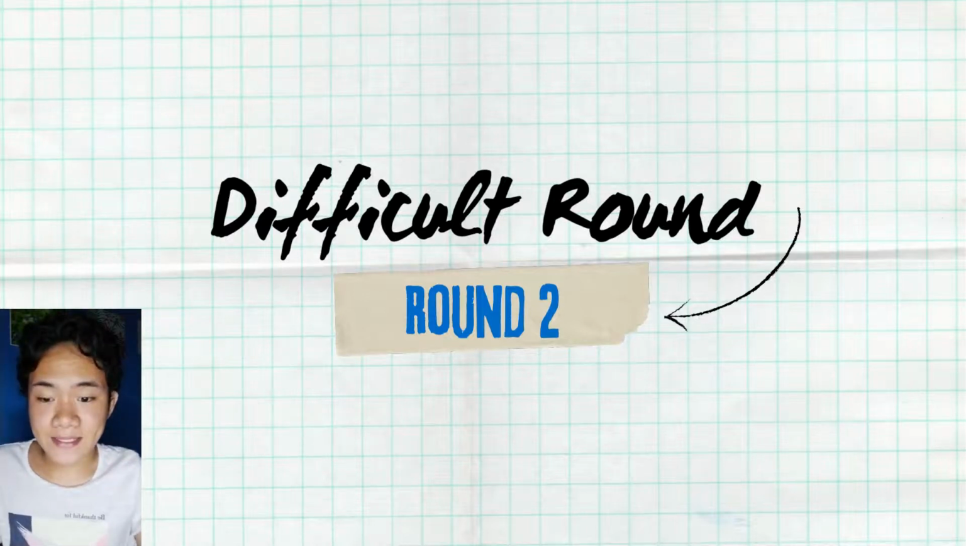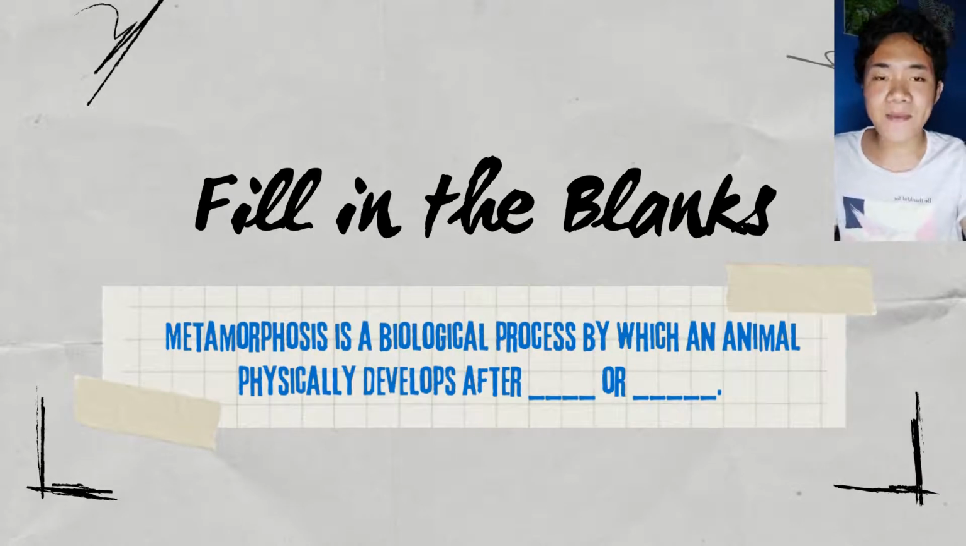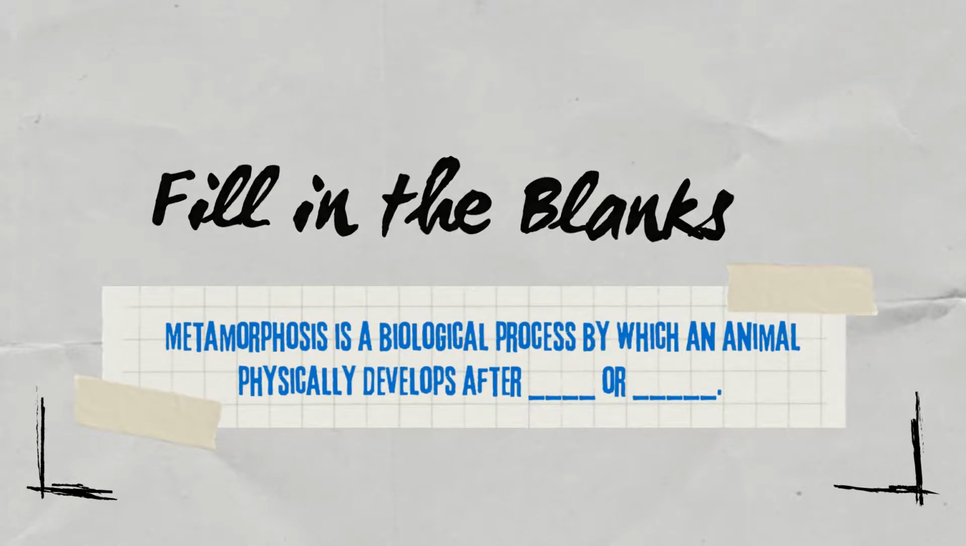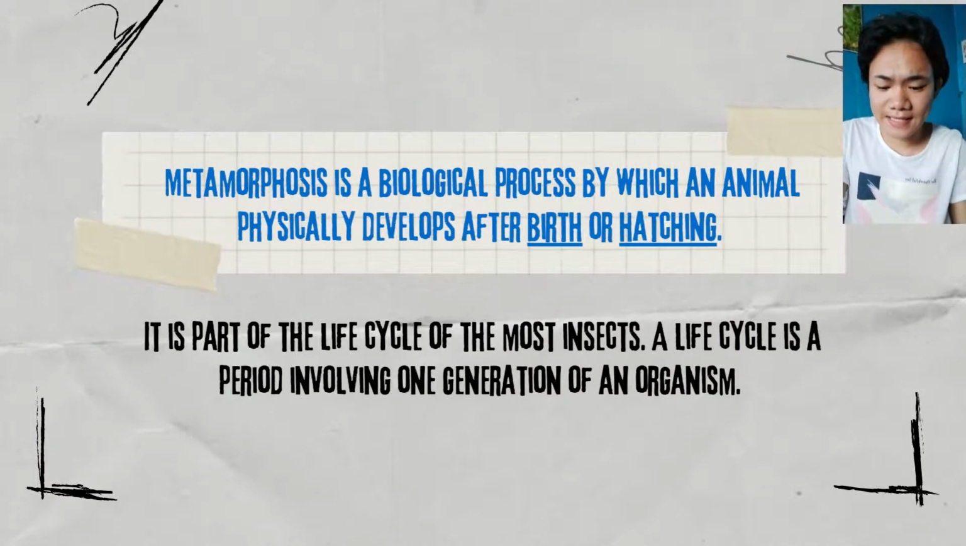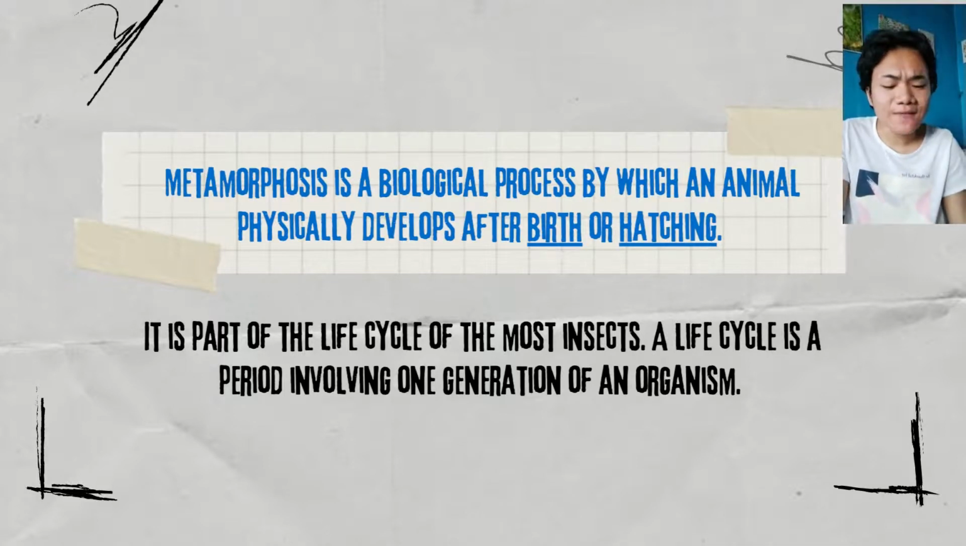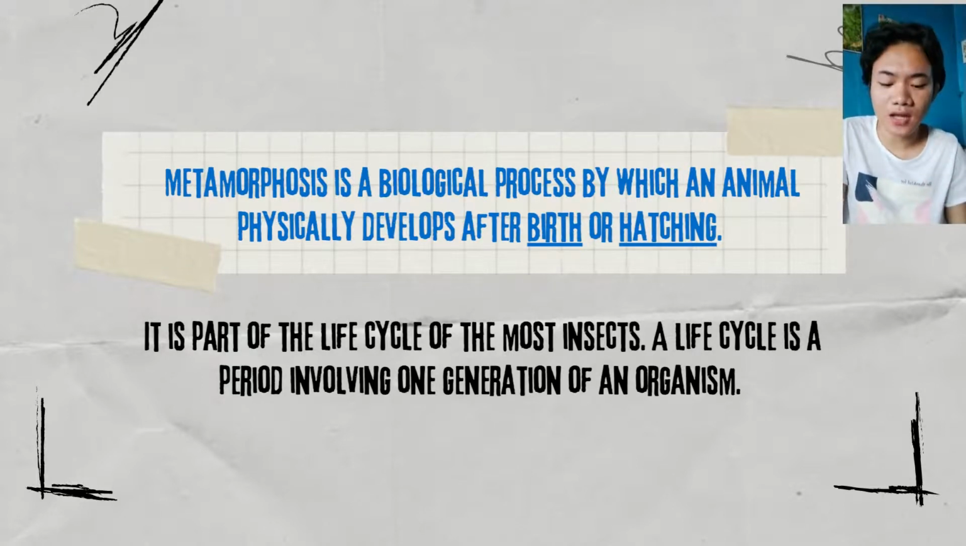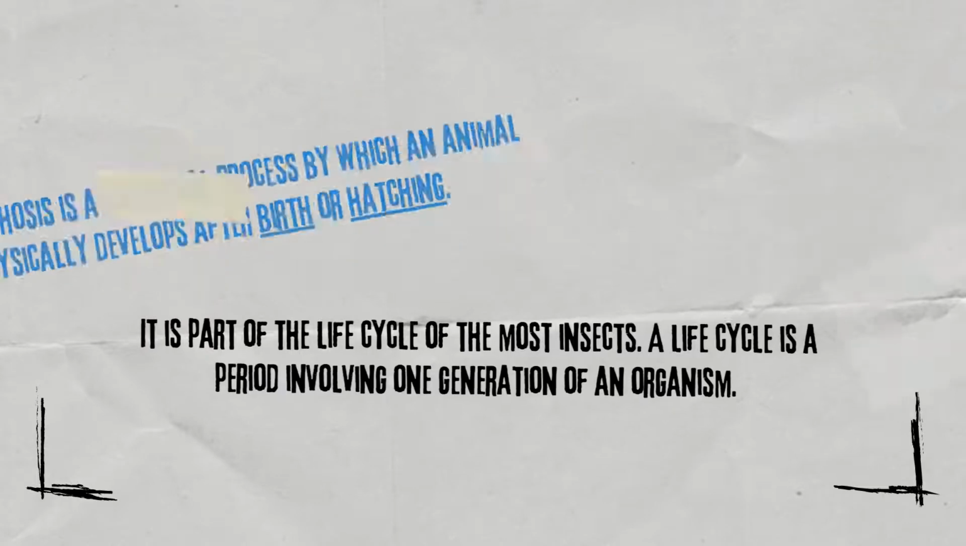So this is a difficult round. Fill in the blanks. Metamorphosis is a biological process by which an animal physically develops after blank or blank. So the answer is birth and hatching, because it is part of the life cycle of most insects. A life cycle is a period involving one generation of an organism.